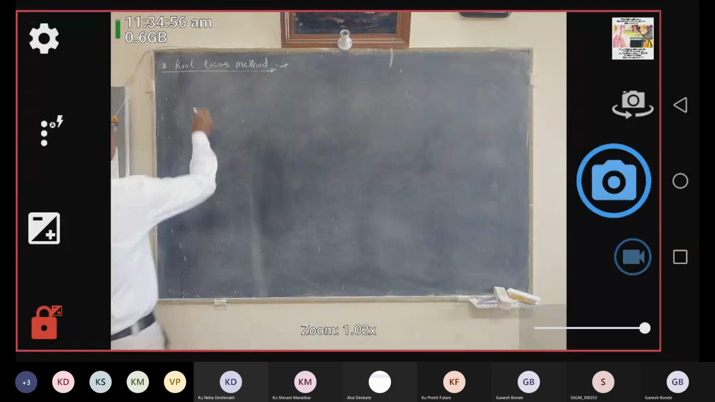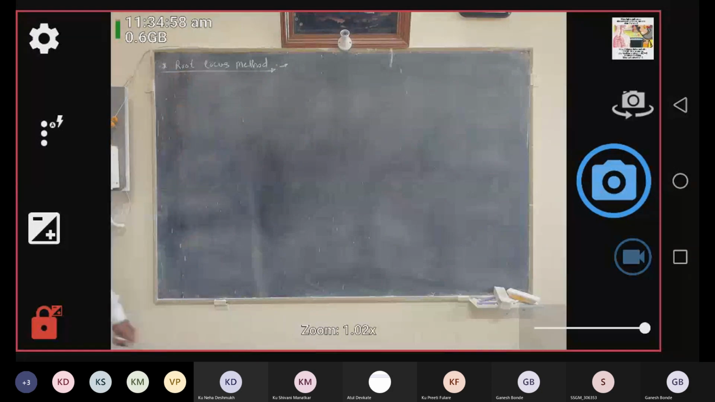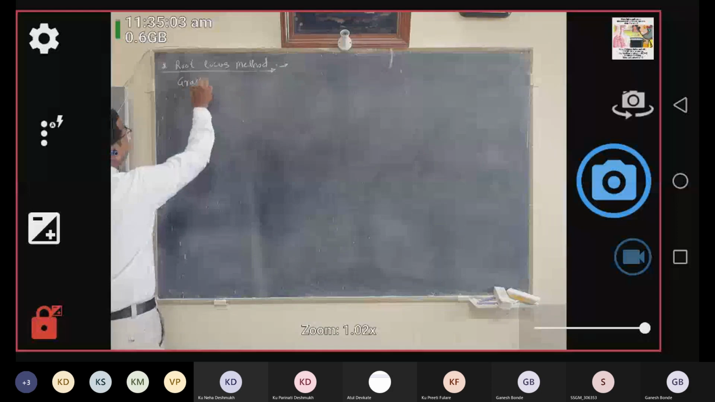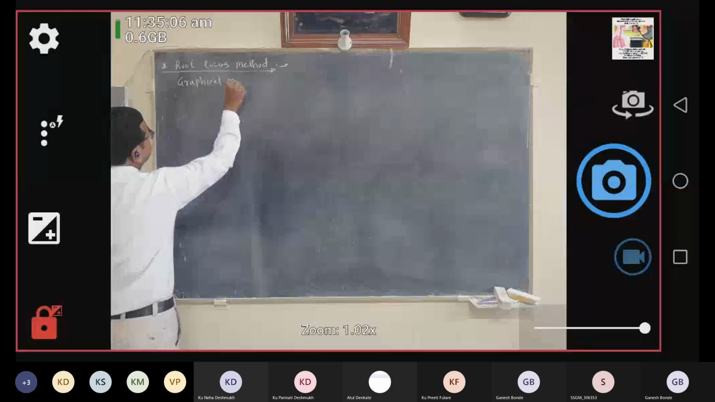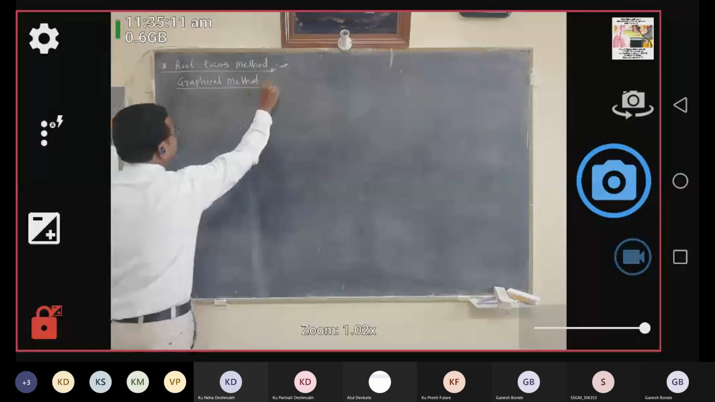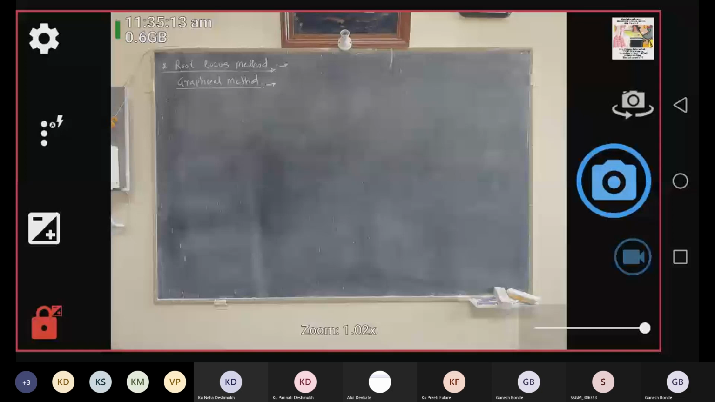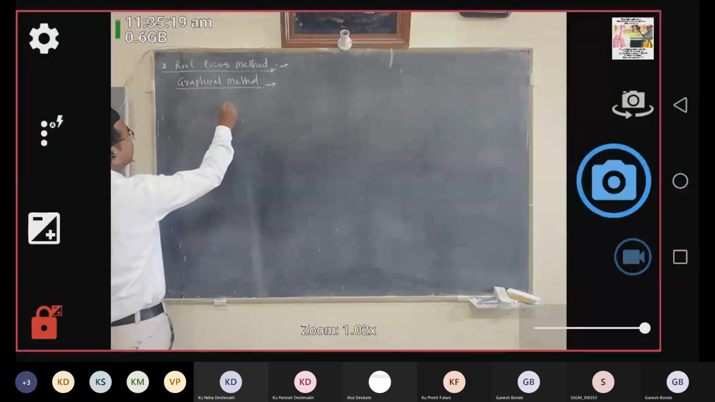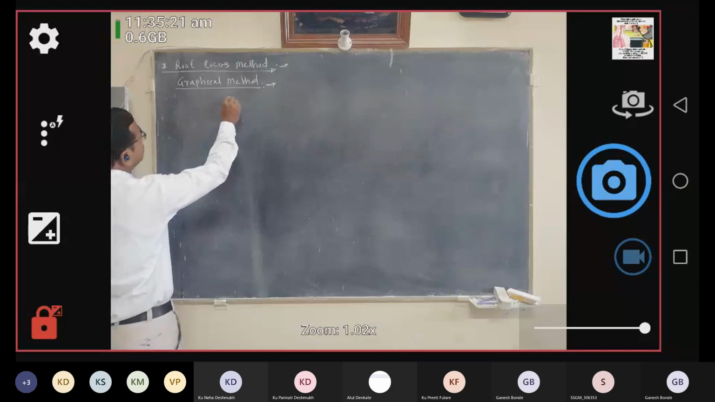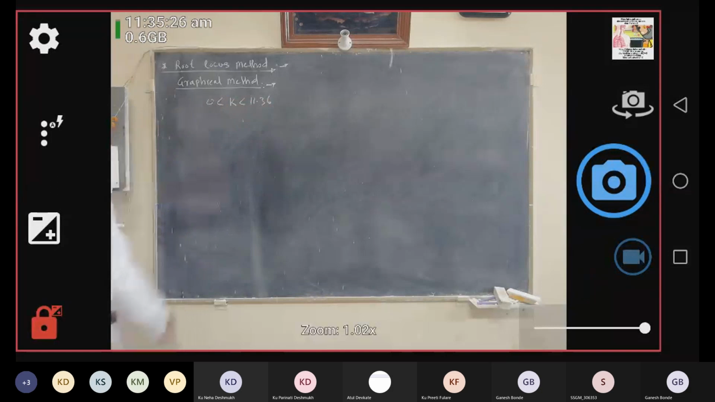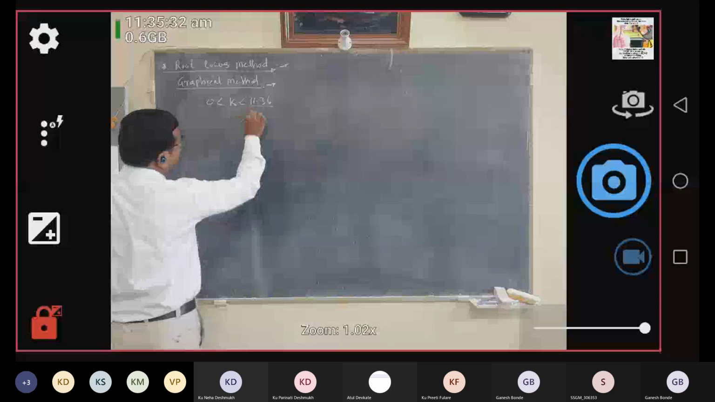So what do you mean by root locus? Root locus is a graphical method, and the name itself indicates that. In the Hurwitz determinant or Routh array method, we determined the range of k. Let's say the range of k is between 0 to 11.36, where this 11.36 is called the marginal value.